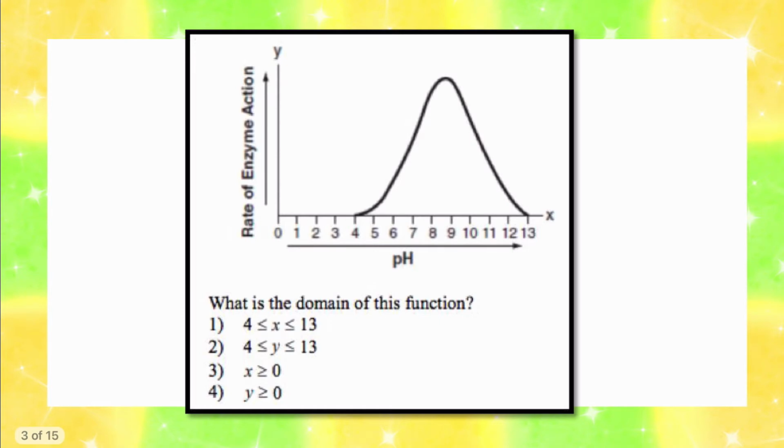All right, let's do a multiple choice question. What is the domain of this function? Keep in mind that domain talks about the x values. So the domain is where the graph starts and stops. So it looks like it starts at 4. So I'm going to get rid of anything that doesn't mention starting at 4, and it stops at 13. Now both choice 1 and 2 mention 4 and 13, but if I'm looking for a domain, that's x. So I want to choose choice 1.